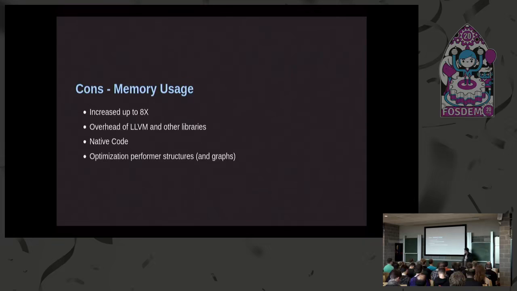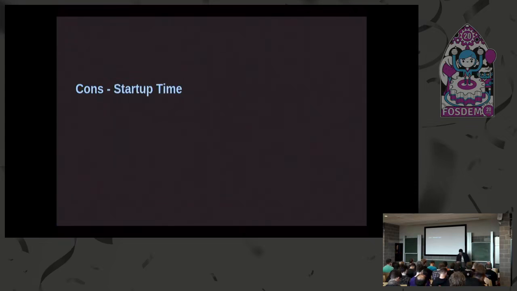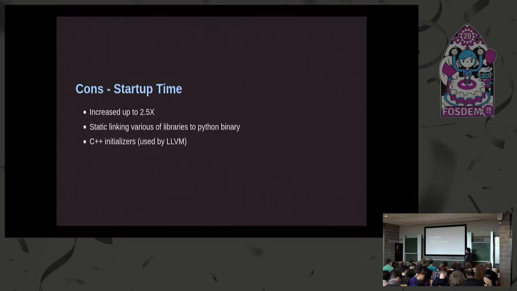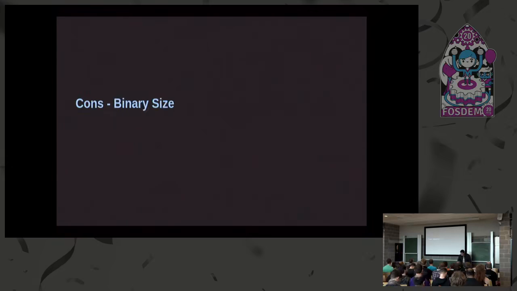And there are some optimizer structures. They try to optimize Python bytecode before sending it to LLVM, so they create some structures which keep Python's internal knowledge, but they have their cost. There are also cons about startup time, static linking again, and when you want to compile a Python function to LLVM, you need to initialize LLVM, and C++ initialization takes some time, and there are some over-the-top C runtime routines. Binary size increased as usual because you linked LLVM.